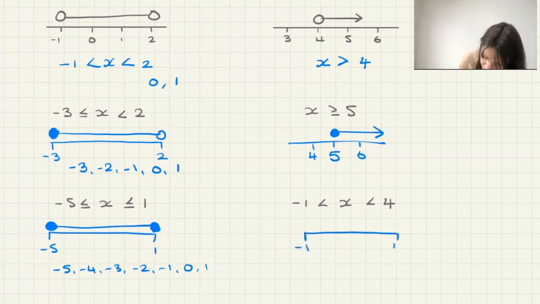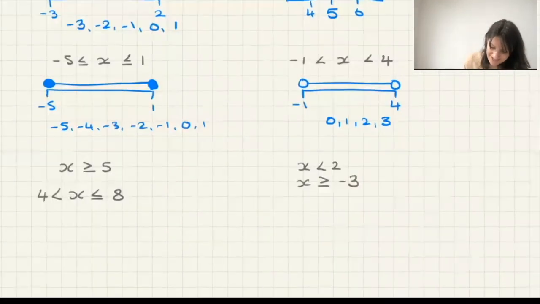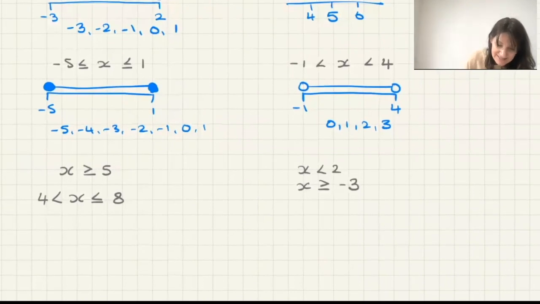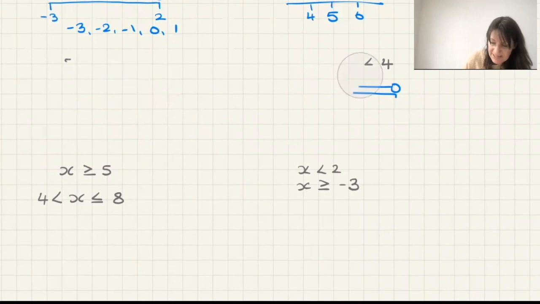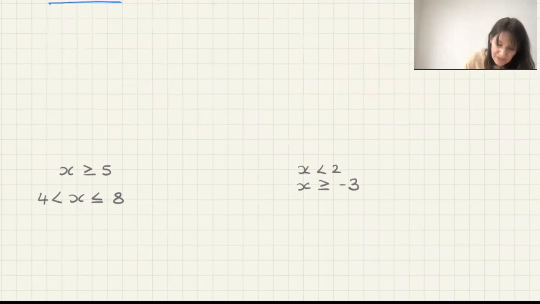I've got minus 1 to 4, open circles. And then it is going to be 0, 1, 2, and 3. Okay, so this is the last. I'm just going to rub out the bits here just so they're not distracting. So this one looks a little different because it is a little different. Okay, it's the same as before.